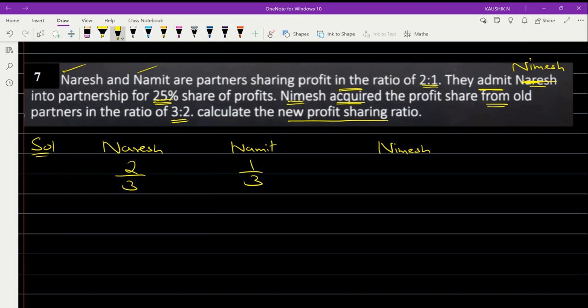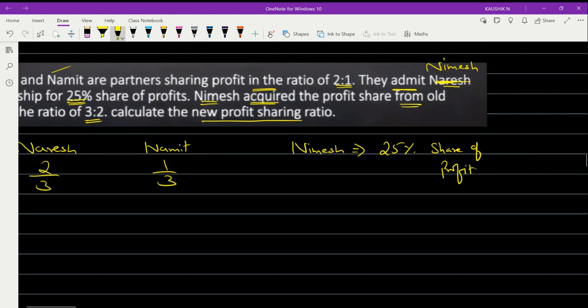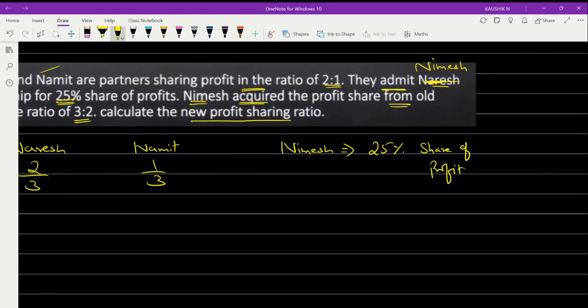And Nimesh, it is given that he is being admitted for how much percentage of share? For Nimesh, they are giving 25% share of profit. So what do you mean by this? 25% means one fourth. That means 25 by 100, that is 1 by 4. Can you understand?